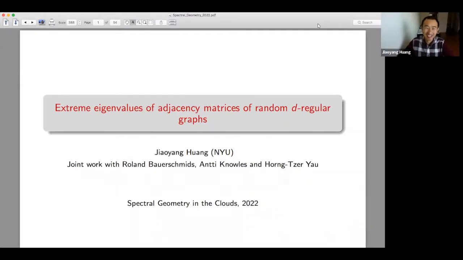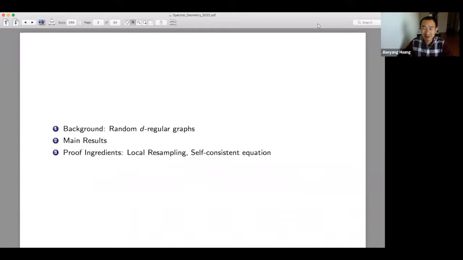Thank you for the invitation. The title of my talk is on extreme eigenvalues of adjacency matrices of random d-regular graphs. These are based on joint works with Roland, T, and Yao. For my talk, there will be three parts. First, I will explain some of the background on those random d-regular graphs and the models. Next, I will explain my main results. In the last part of the talk, I will explain some of the proof ideas.